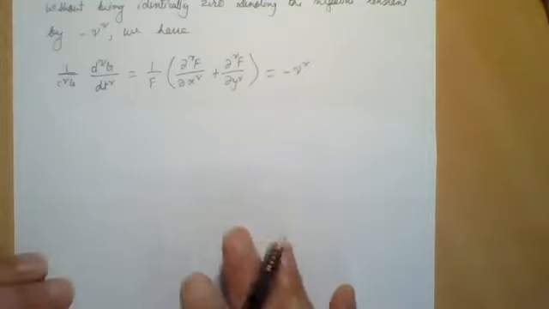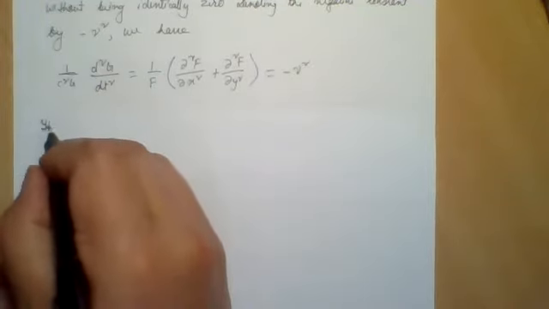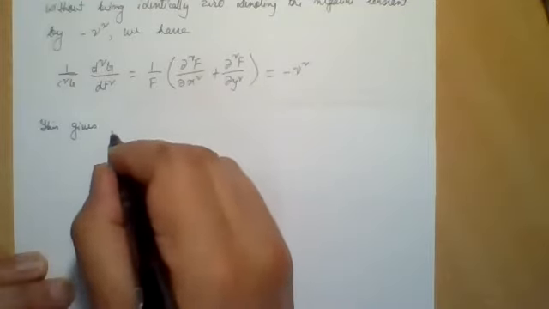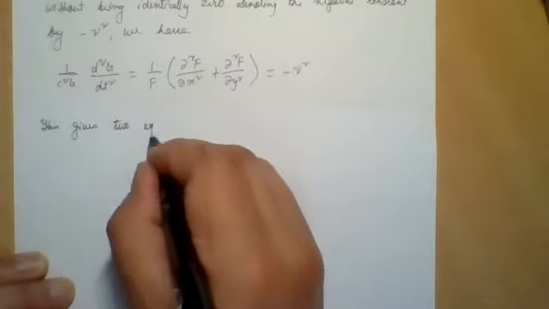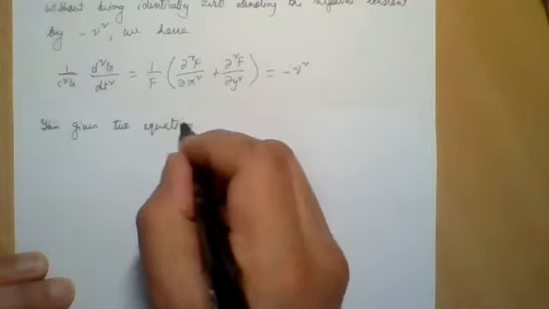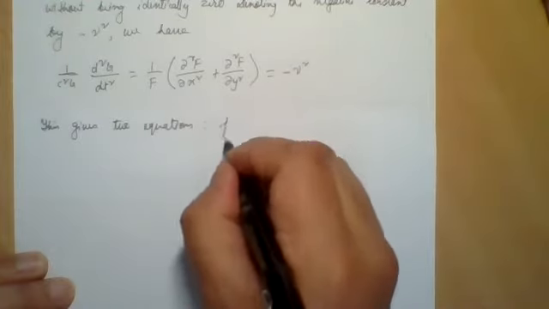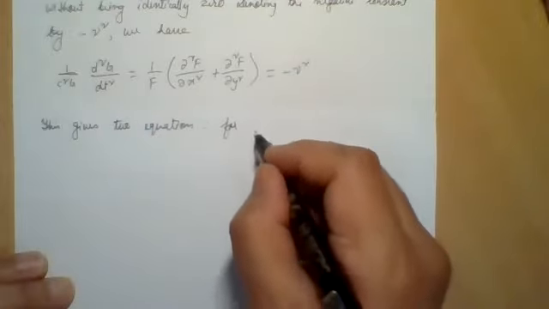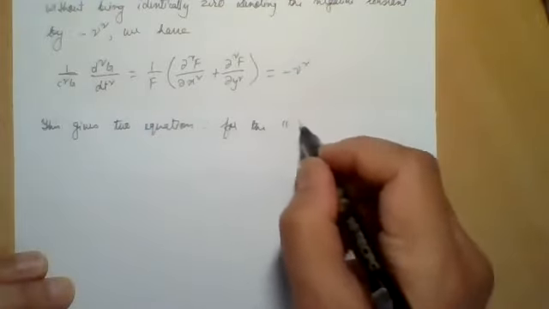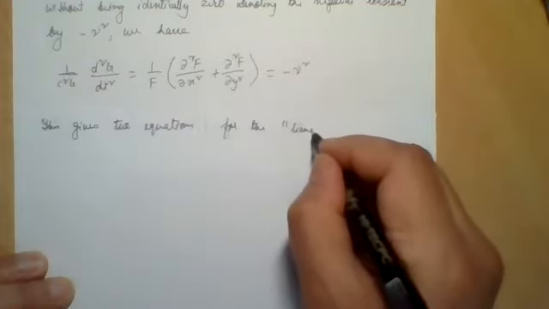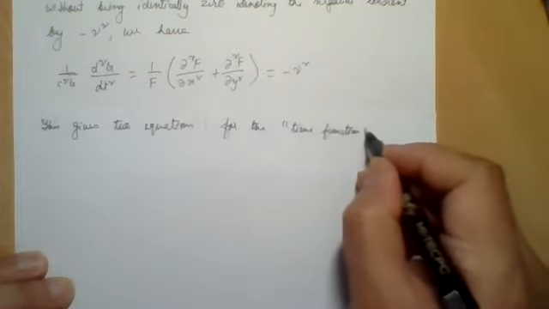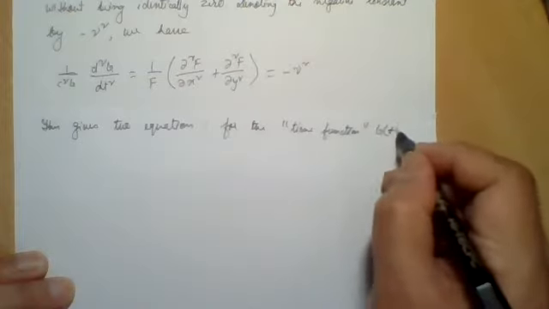So this gives two equations. First for the time dependent function, let us call it the time function g of t.